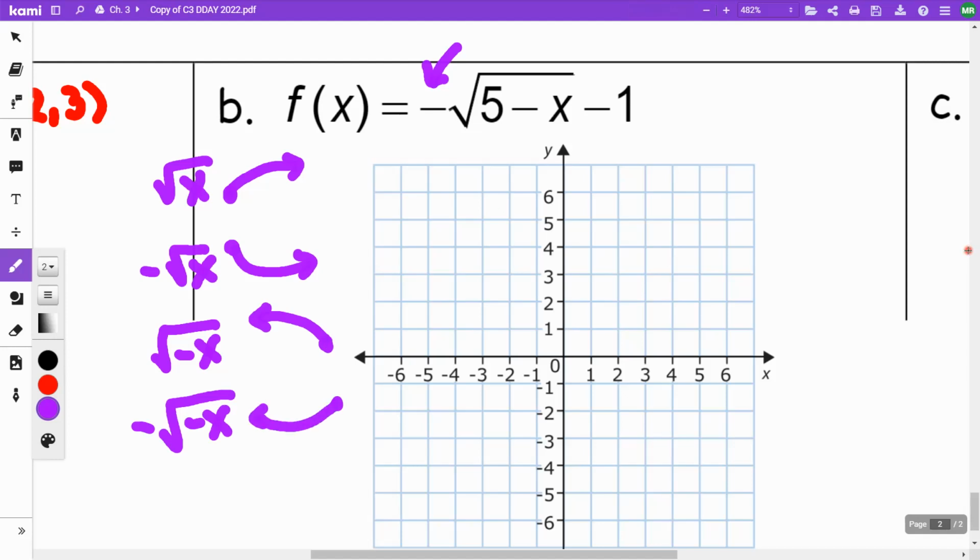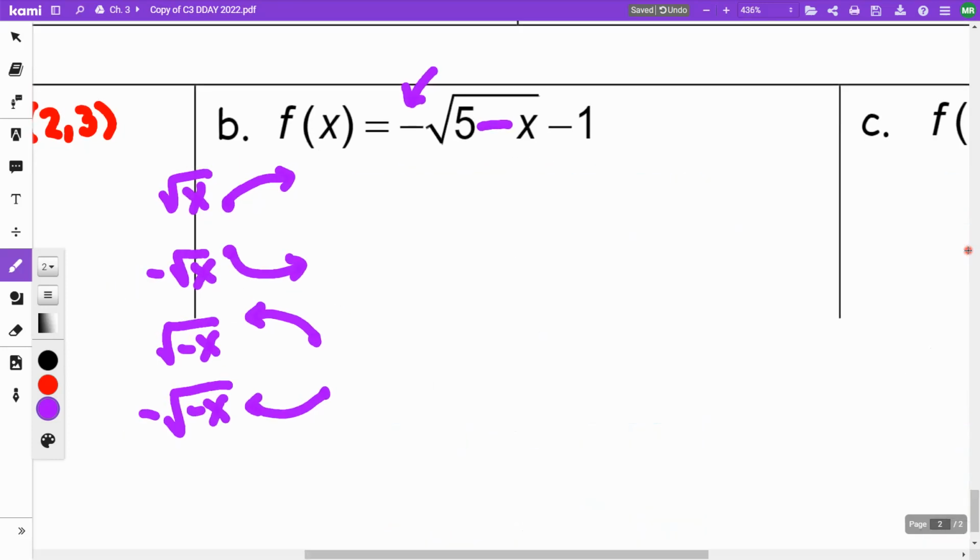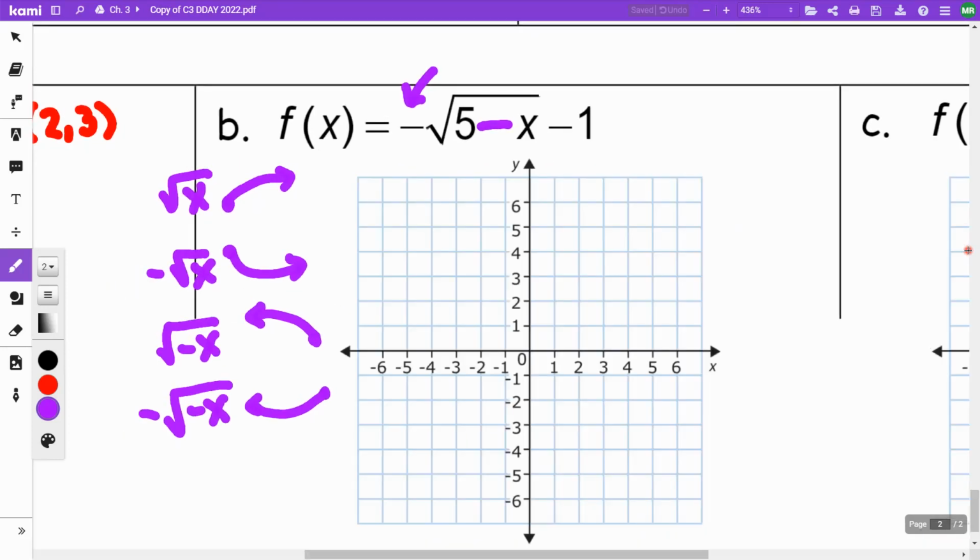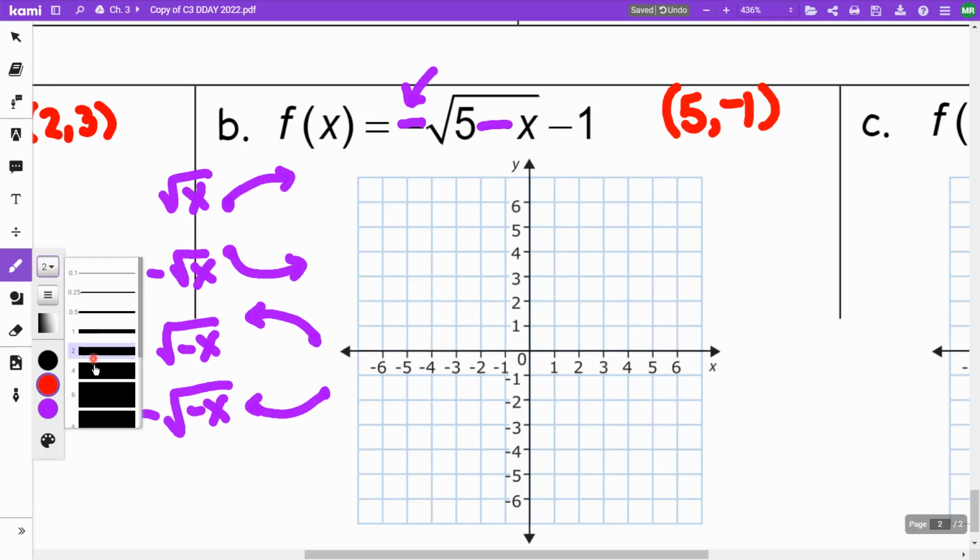So you'll notice I have a negative and then my x is negative. So you got to be careful. It's actually going to go to the left and down. So I am looking to see what makes this 0. And that is actually going to be a positive 5. A positive 5 would make that 0. And then -1, that's going to be my starting point. So I am going to come here to 5, -1.